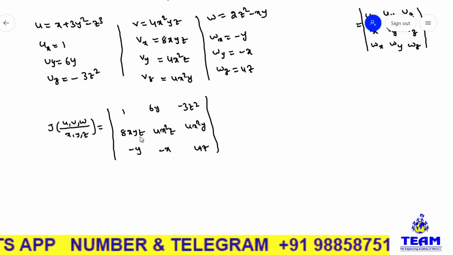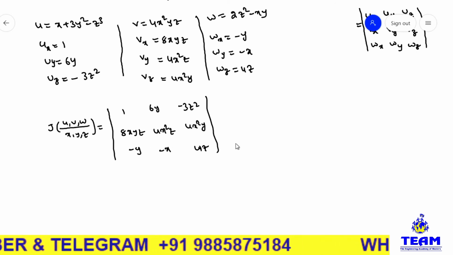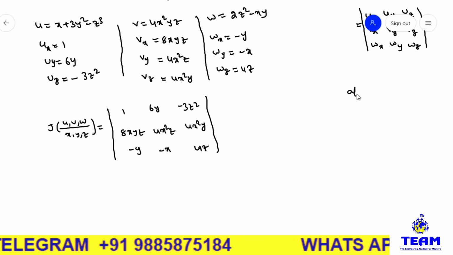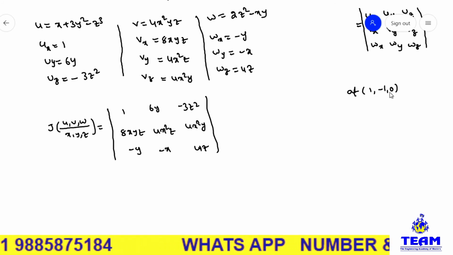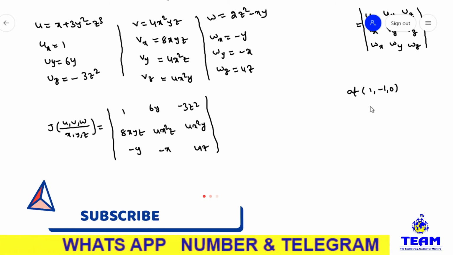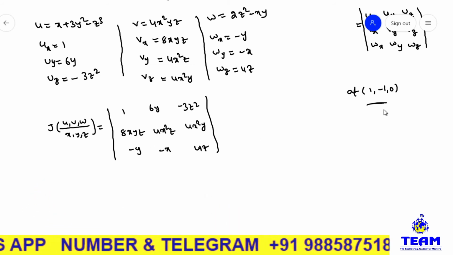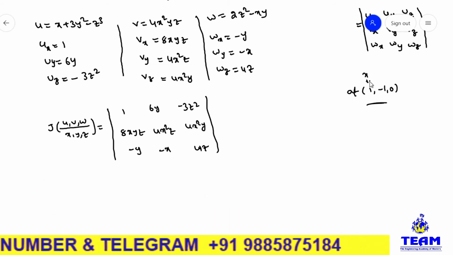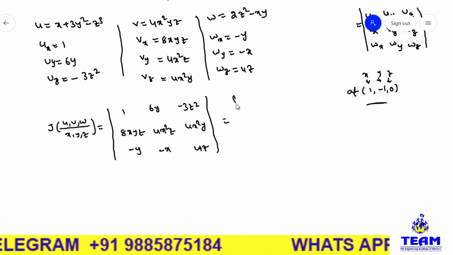So if they ask to find the Jacobian, directly we have to find the determinant. But they are asking at one particular point. Which point? At 1, minus 1, 0. So we don't want the entire Jacobian; we want the Jacobian at this point. To find the Jacobian we do the determinant directly, but at this point we have to substitute x is equal to 1, y is equal to minus 1, z is equal to 0. Now you substitute here.